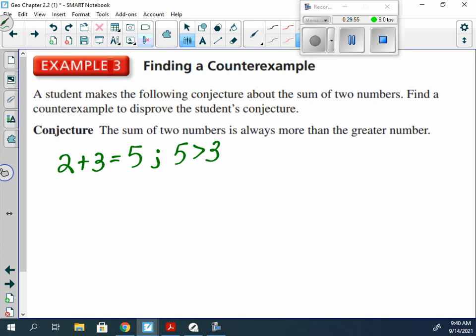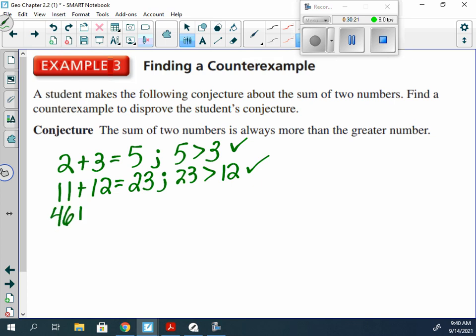Okay. 11 plus 12 is 23, greater than the bigger number, which would be 12. Does it work there? Is 23 greater than 12? Okay, so that still works. Okay. 46 plus 2 is 48. Is 48 greater than 46? Yes.